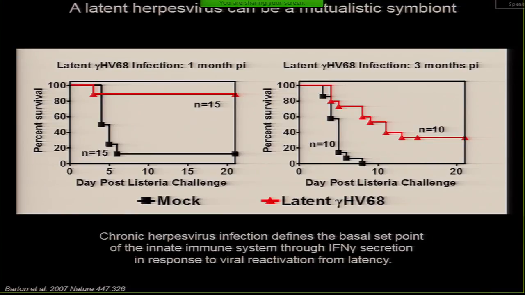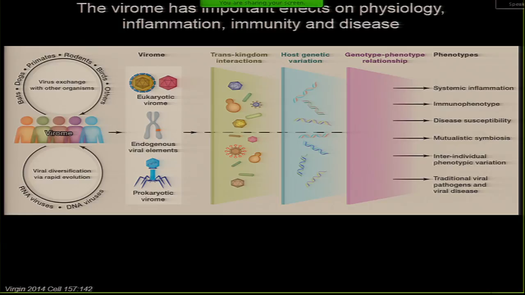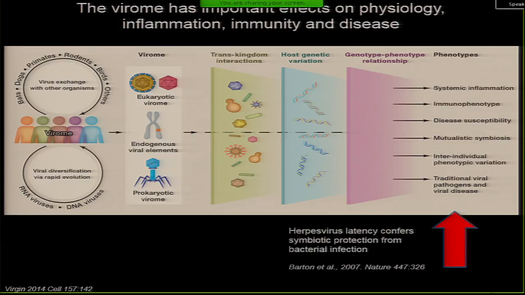Since we have at least four, it seems conceivable that the stimulation all the time of those kinds of viruses that are living inside your body but are, for instance, at your mucosal surfaces may alter how we then interact with pathogens or other organisms. So that's an example of herpes virus latency conferring a symbiotic advantage on the host.